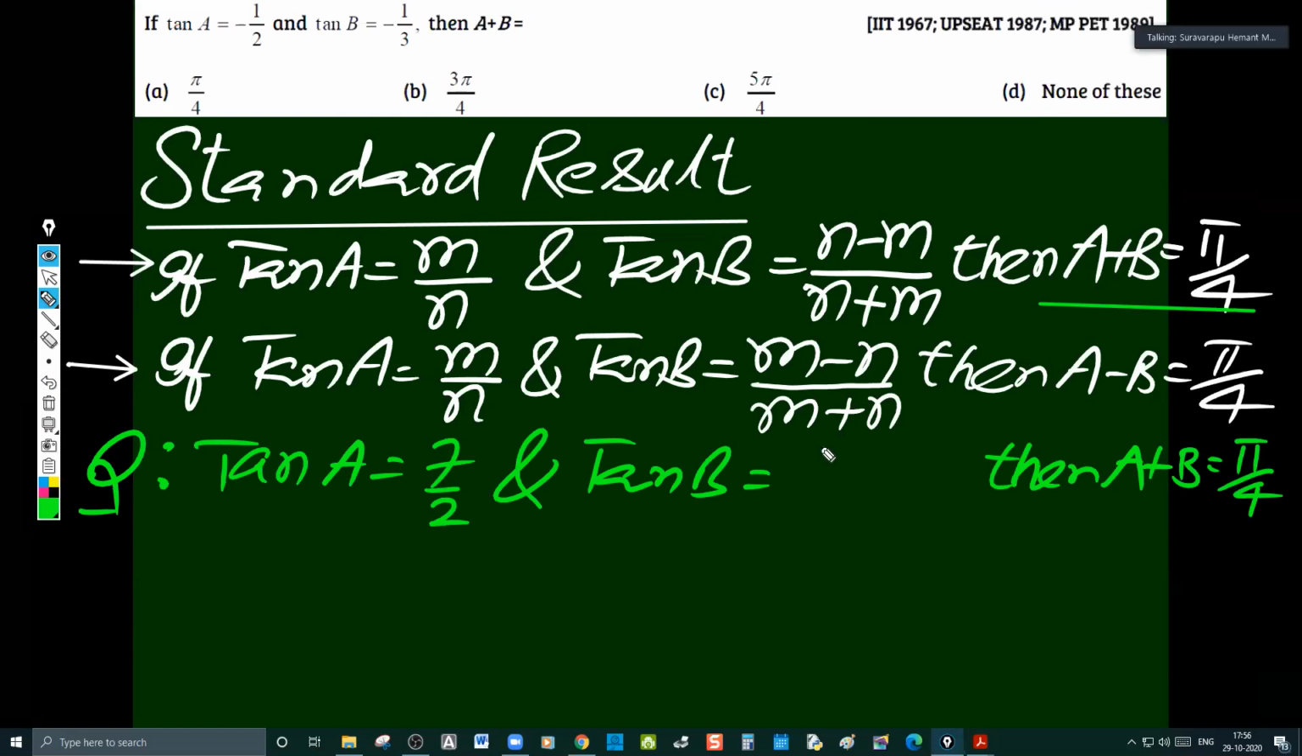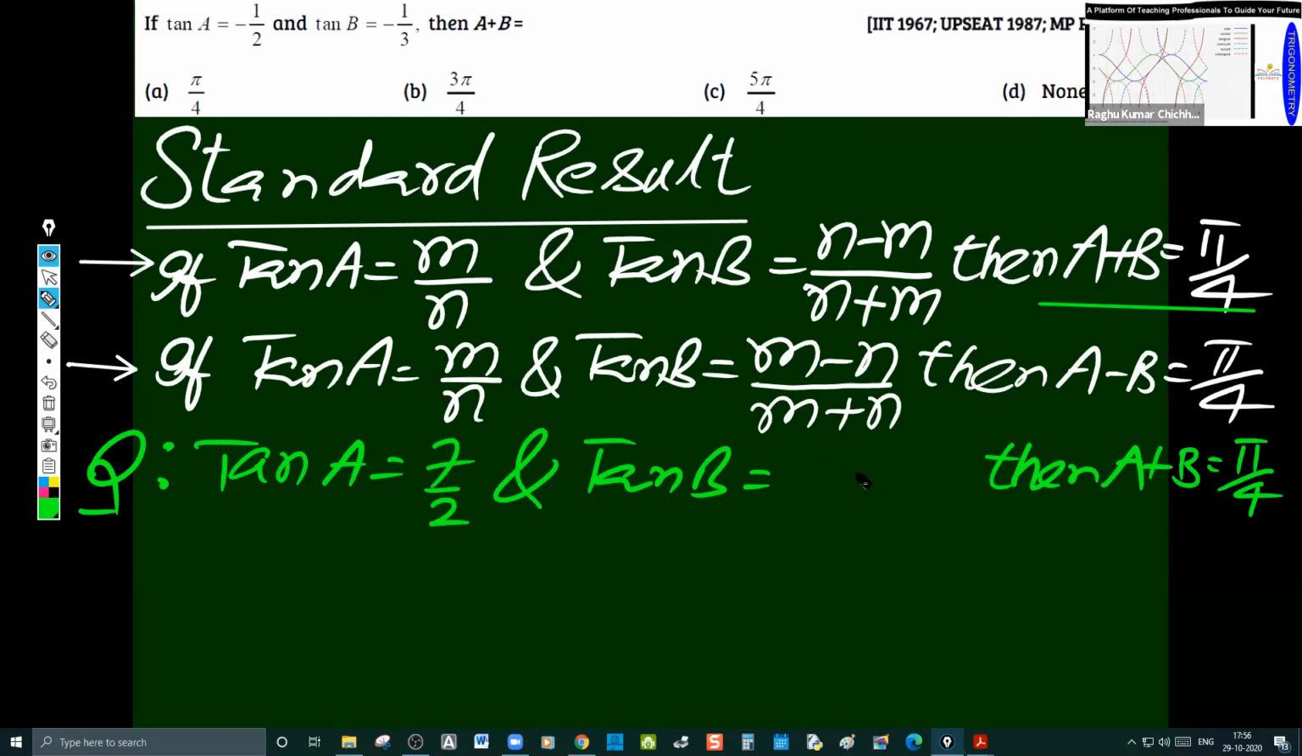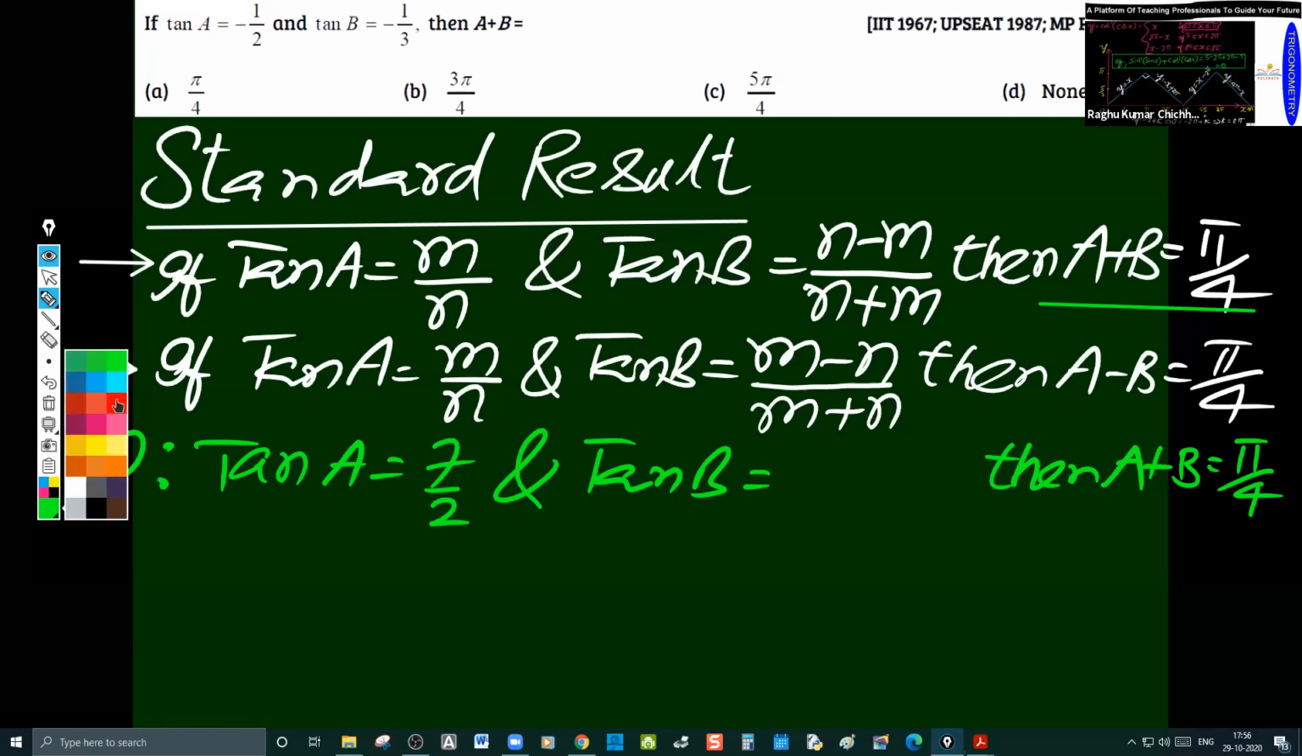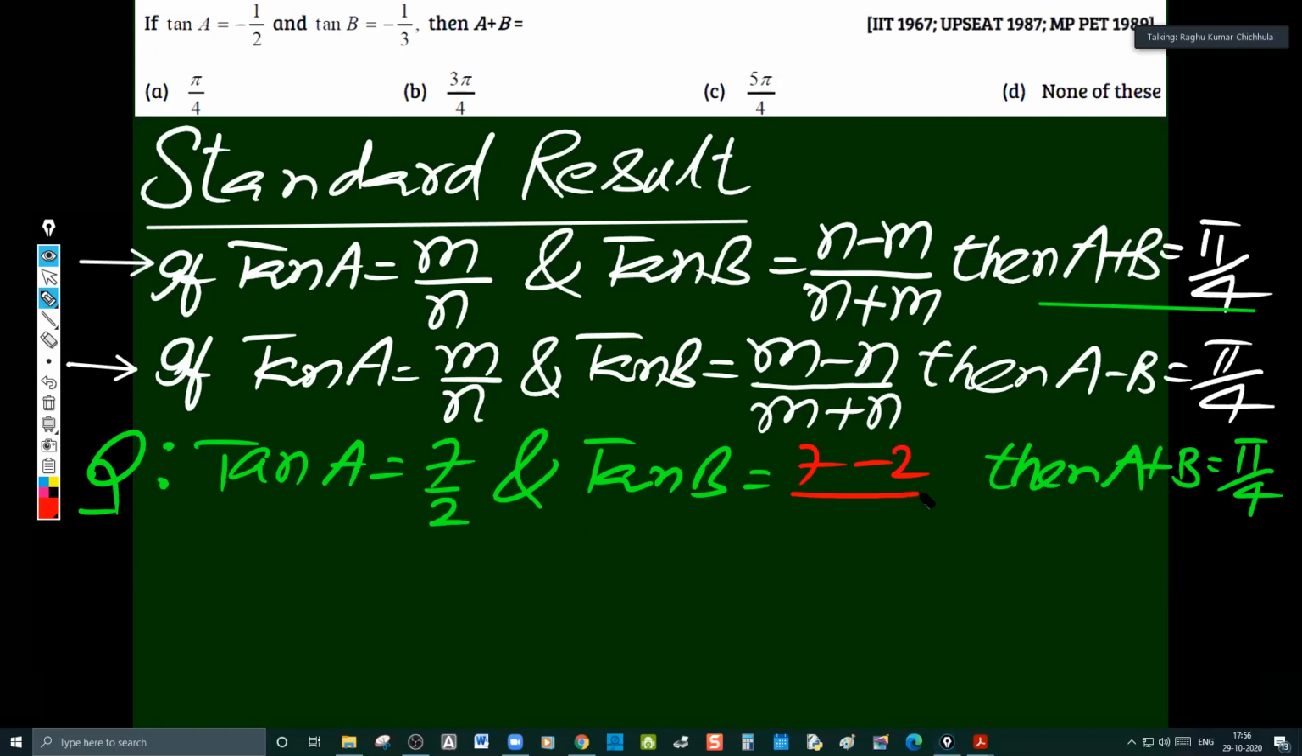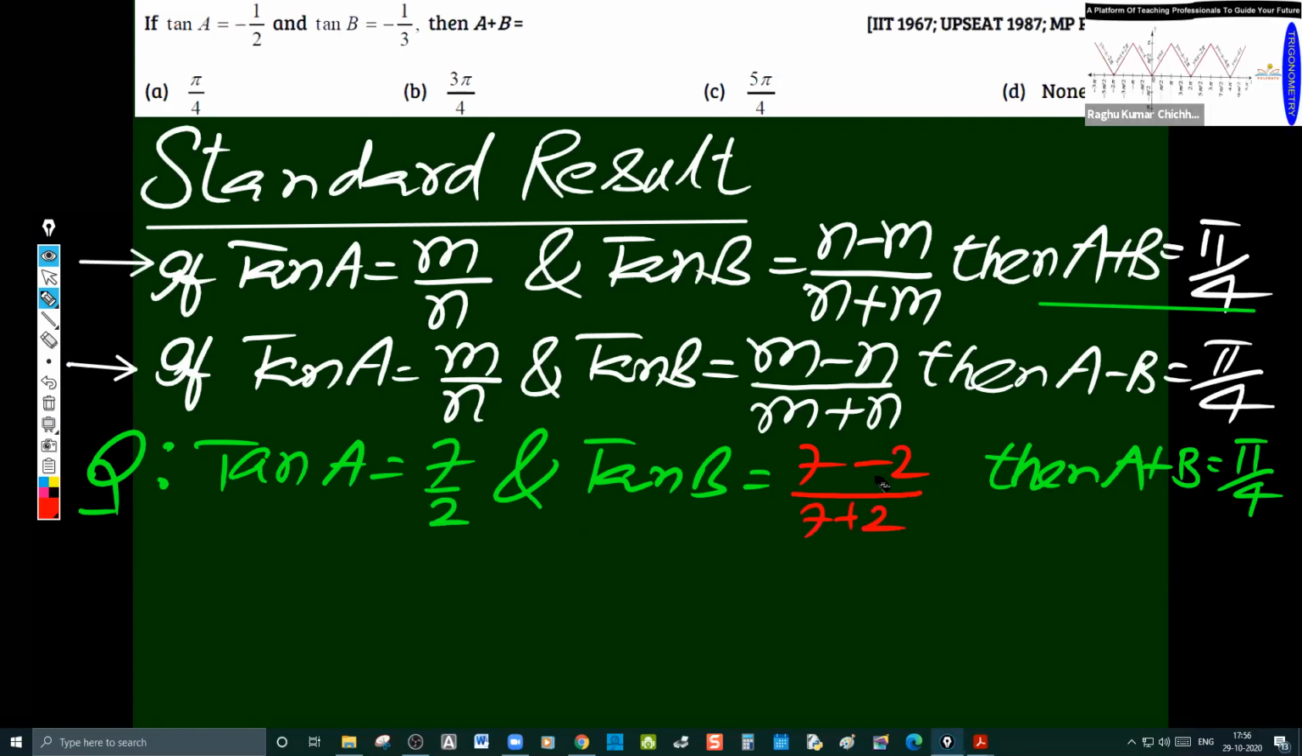Yes, sir. Now what to do now? Very simple. I'm changing the color for a better understanding. What is tan B to be written, you know? Simply you write it as 7 minus 2 by 7 plus 2. What is its value then? 5 by 9.